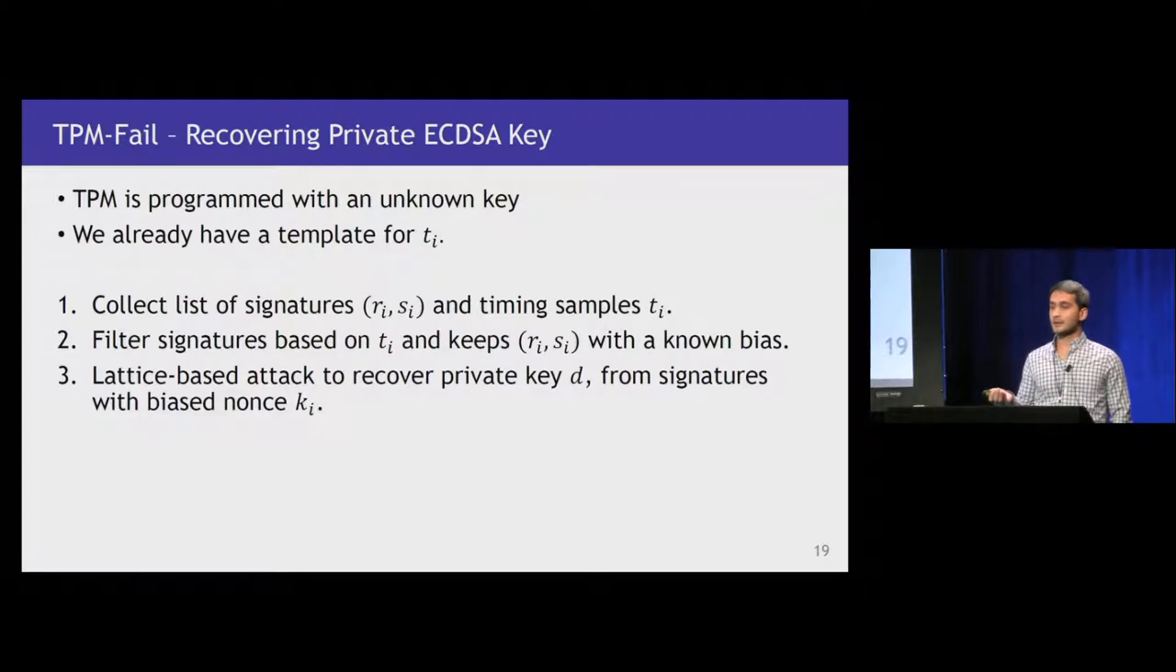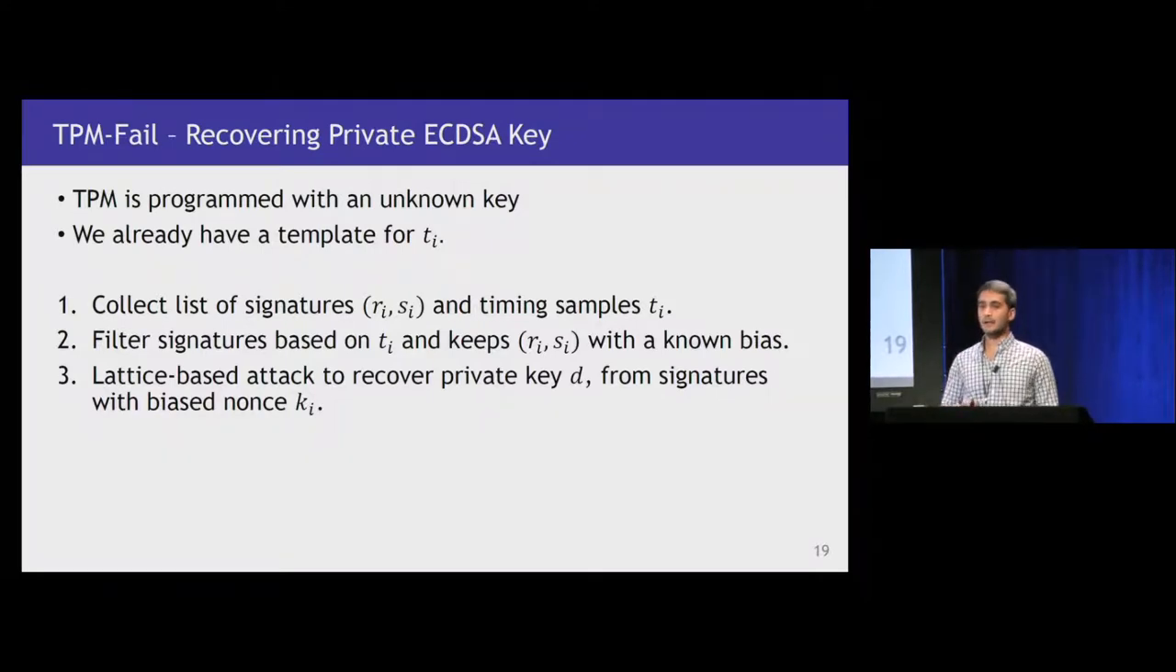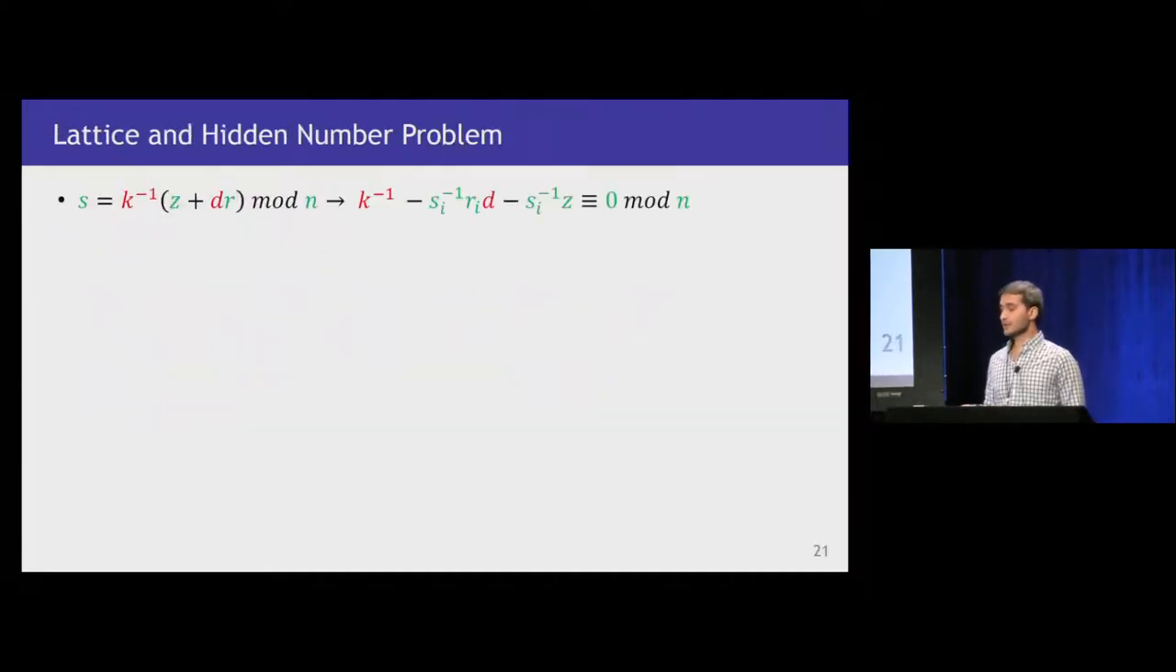Basically, we have a template. We know at what threshold these signatures are going to be biased, and how many leading 0-bits they're going to have. When we have the template, we collect some signatures from the device. Using the template and the timing samples we have collected, we can filter the signatures that have been generated with a biased nonce. Then we applied the standard lattice-based attack to recover the key from these devices. In the final attack we did, we just asked the TPM device to generate the key instead of programming it with a known key.